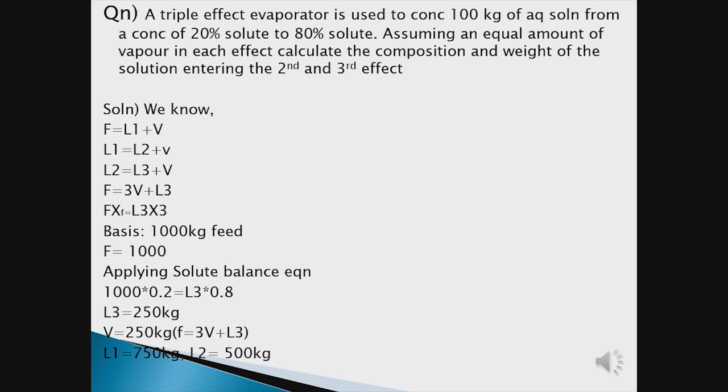We know what the equations for triple effect evaporators are. That is F equal to L1 plus V, which is the overall material balance for the first evaporator. And we know that L1 is equal to L2 plus V, and L2 is equal to L3 plus V. And finally, we know that F equal to 3V plus L3, because it is given in this question that there is an equal amount of vapor in each effect. So we can write it as F equal to 3V plus L3, where V is equal to V1 equal to V2 equal to V3.